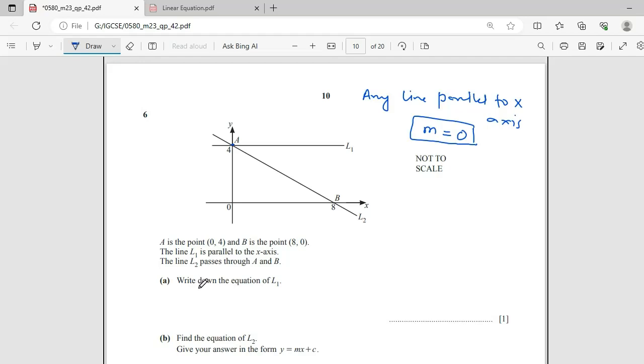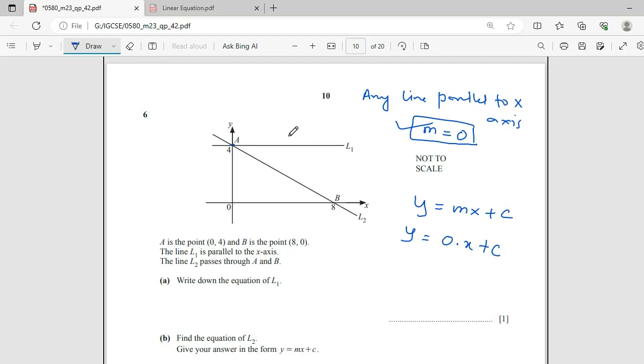Now they are asking in the question, first write down the equation of L1. L1 is a line which is parallel to the x-axis, and we know that if a line is parallel to the x-axis, then its slope will be 0. So we can write y = mx + c. This form is known as the slope-intercept form, where m represents the slope and c represents the y-intercept. In this scenario, m is 0, so we put m = 0 into mx + c. Now c is what? The y-intercept.